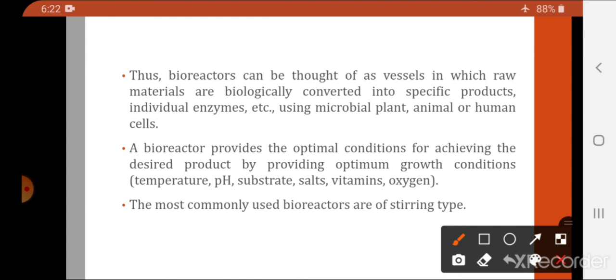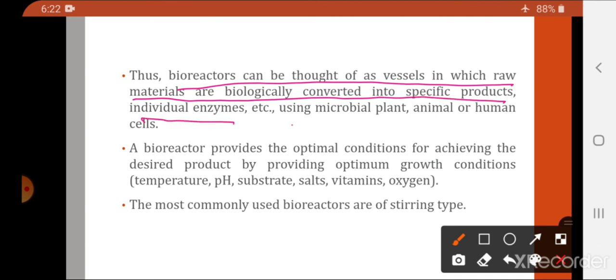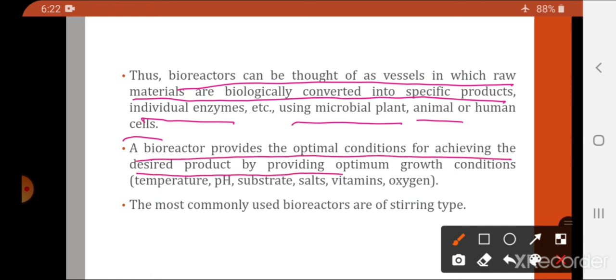So what are bioreactors? They can be thought of as the vessels in which raw materials are biologically converted into specific products, enzymes, etc. using microbial, plant, animal or human cells. Okay? A bioreactor provides optimal conditions for achieving the desired products by providing the optimum growth conditions like temperature, pH, substrate, salts, vitamins, oxygen. So बायोरिएक्टर्स क्या प्रोवाइड करते हैं, ऑप्टिमम कंडीशंस जो सेल के मल्टीप्लिकेशन के लिए या सेल को ग्रोथ के लिए रिक्वायर्ड है.